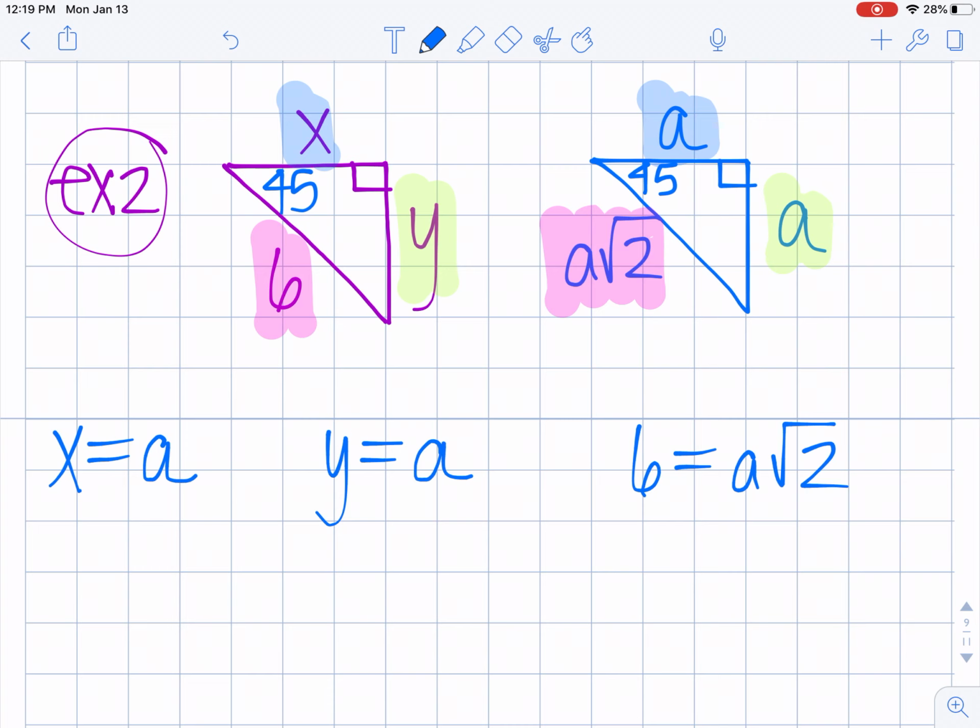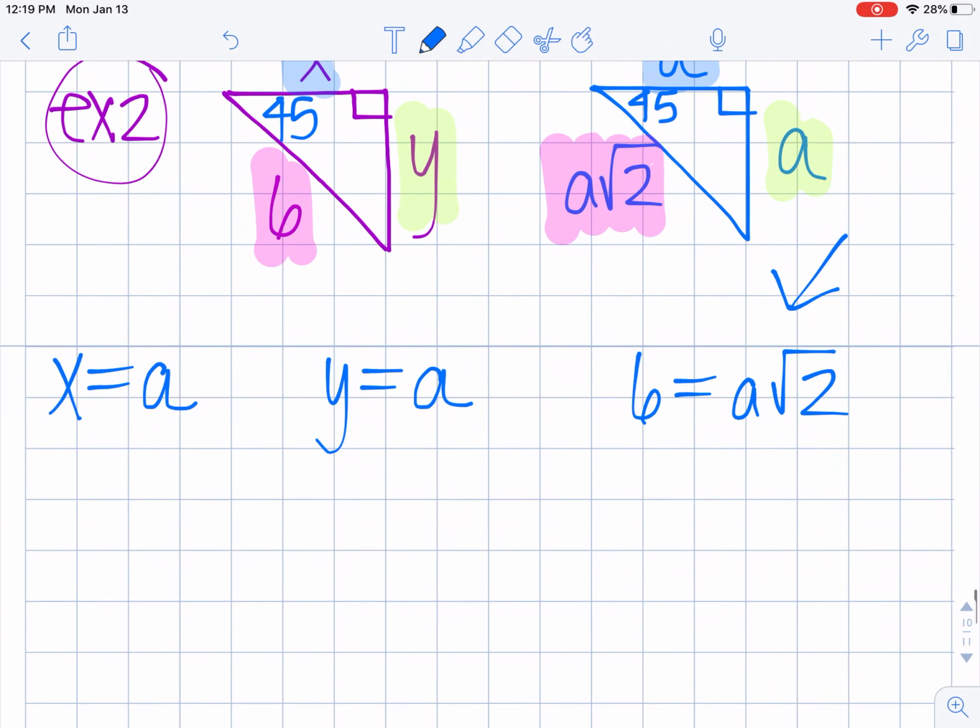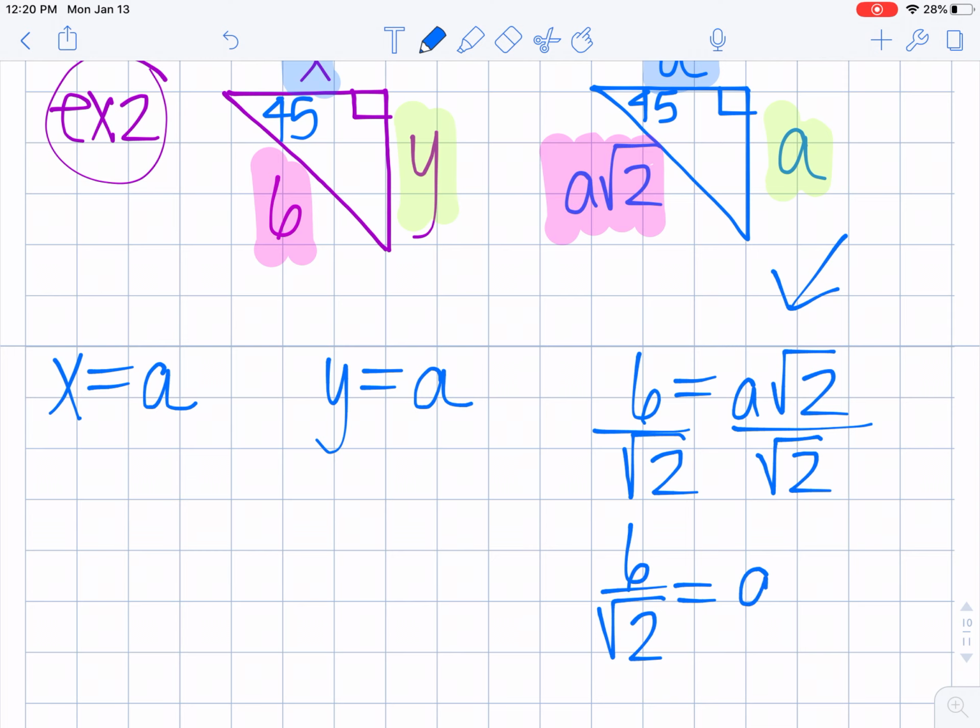So here, in this last equation, I'm going to have to get a on a side by itself. So to do that, I have to undo the multiplication by the square root of 2. So I'm going to divide both sides by the square root of 2. So I get 6 divided by the square root of 2 is equal to a. But remember in math, we do not have any square roots in the denominator. So we have to rationalize.